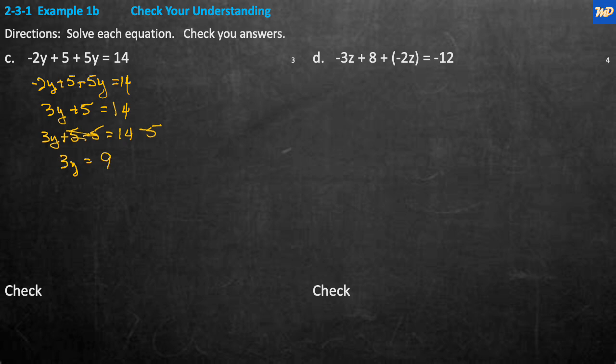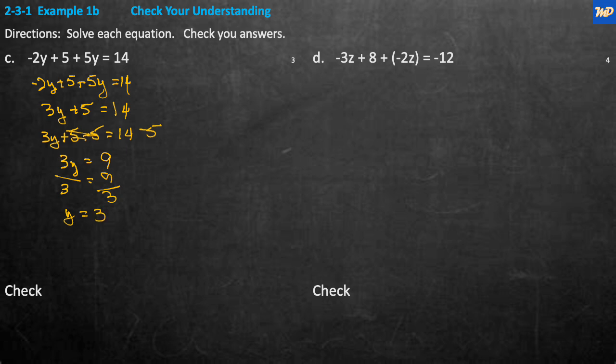So now what do we do? We have to get the y by itself, a 1y, can't have 3y. So we're going to multiply by the multiplicative inverse of 3, or divide by 3, whichever way you want to do it. Let's just say we'll divide by 3, using the division property of equality. Divide by 3, 9 divided by 3, and that gives us y equal to 3.